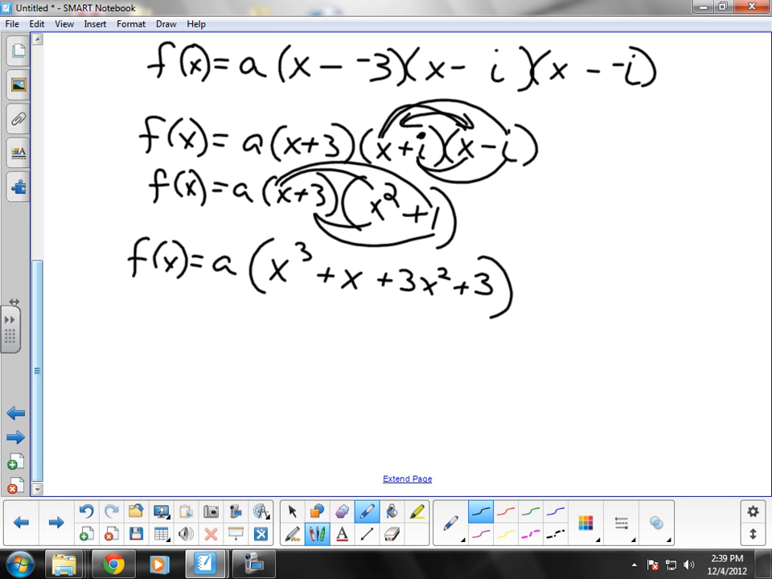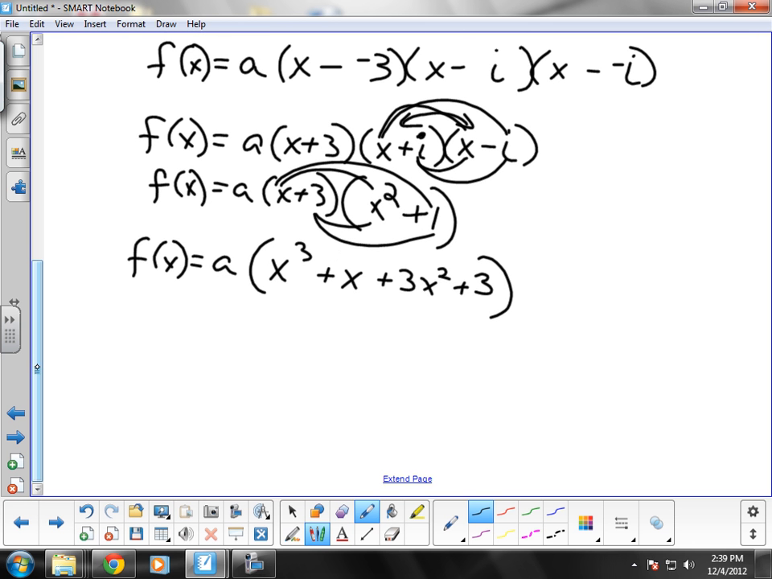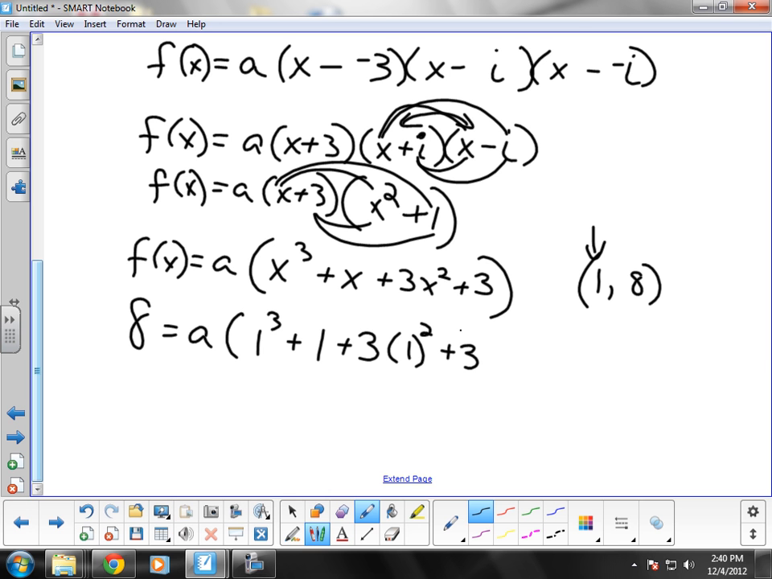Anybody, do we have another piece of information so we can find a? Is there another piece of information that we were given that we haven't used yet? f of 1 equals 8. So that means I have this point (1, 8), right? So everywhere there's an x, I'm going to put in a 1, and everywhere there's an f of x, I'm going to put in an 8. So this is 8 is equal to a times 1 to the third plus 1 plus 3 times 1 squared plus 3. And you finish that, you find a, and then you plug that in and distribute it through, and you're finished with that problem.